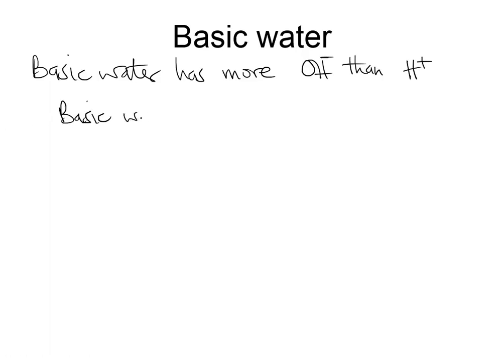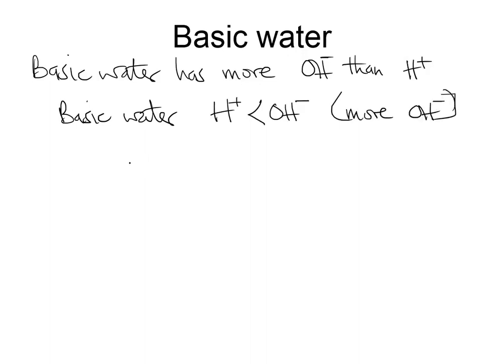Basic water has more OH minus than H plus. So I can say for basic water, H plus is less than OH minus. This means more OH minus. And for that water, pH is greater than 7.